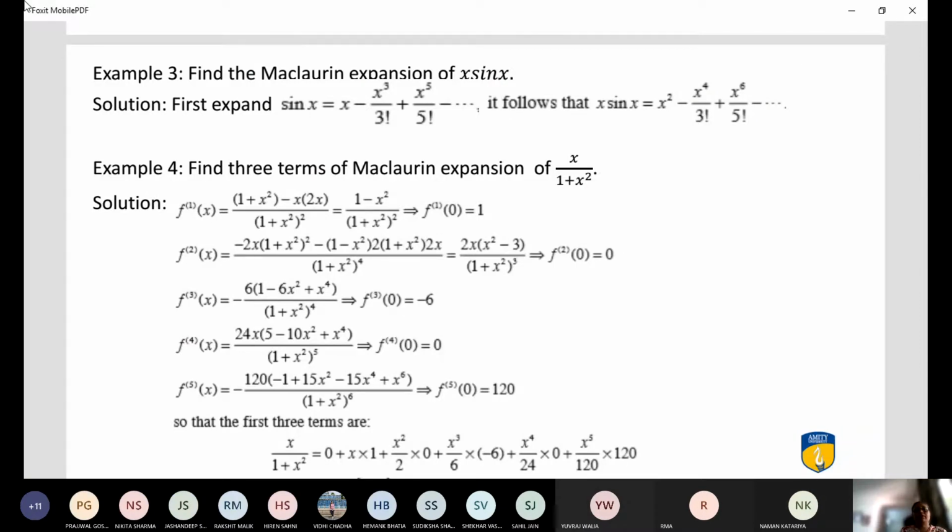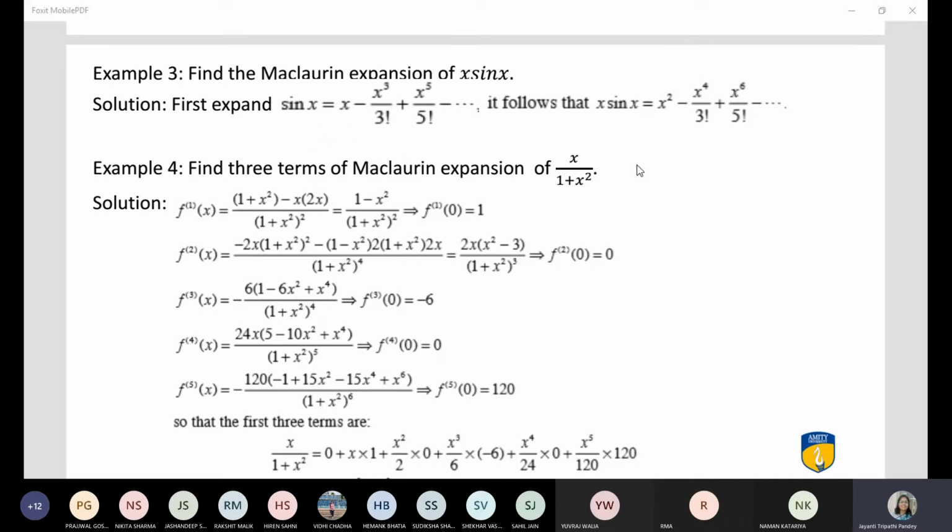Whenever we have to find the expansion, in this particular question it is mentioned that we find the Maclaurin expansion of x sin x. In most of the questions, sometimes the series is not mentioned. It is simply asked: expand sin x or expand x sin x. I instruct you that you should be clear in what it means if it is said expand.